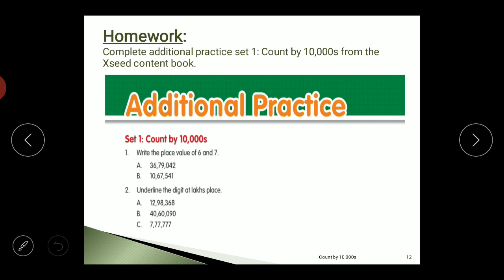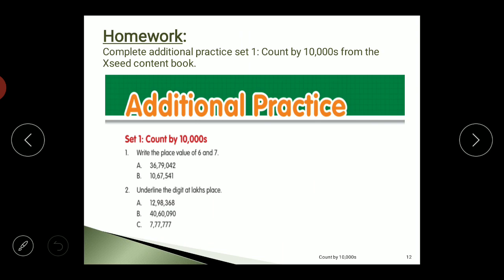The first question: what are the place values of 6 and 7? Second question: underline the digit at the lakhs place. I hope today's topic is clear to you, and you have to do all these questions. If you get some problems, then take help of your parents.